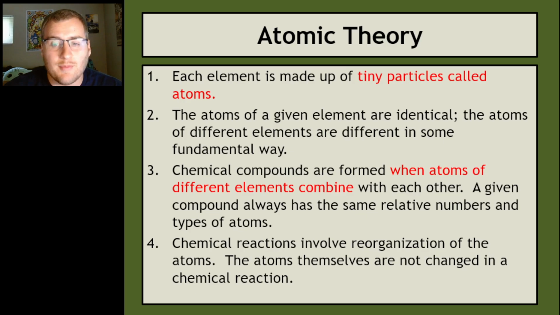Number three says chemical compounds are formed when atoms of different elements combine with each other. A given compound always has the same relative number of types of atoms. Compounds are combinations of one or more types of atoms together. And then lastly, number four, chemical reactions involve reorganization of the atoms. The atoms themselves are not changed in a chemical reaction. Okay.